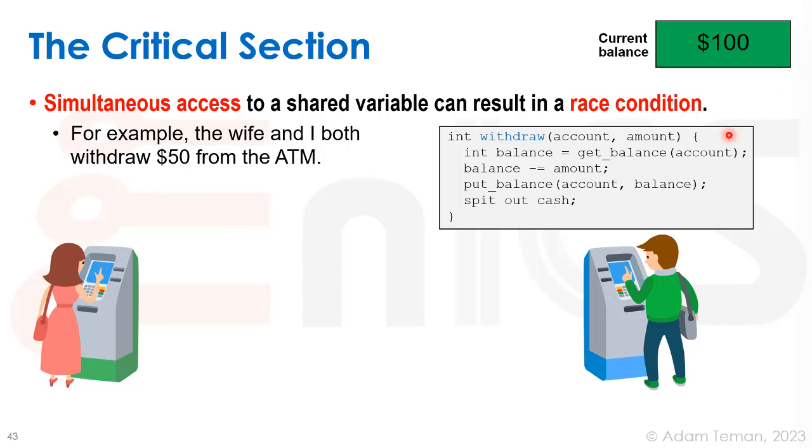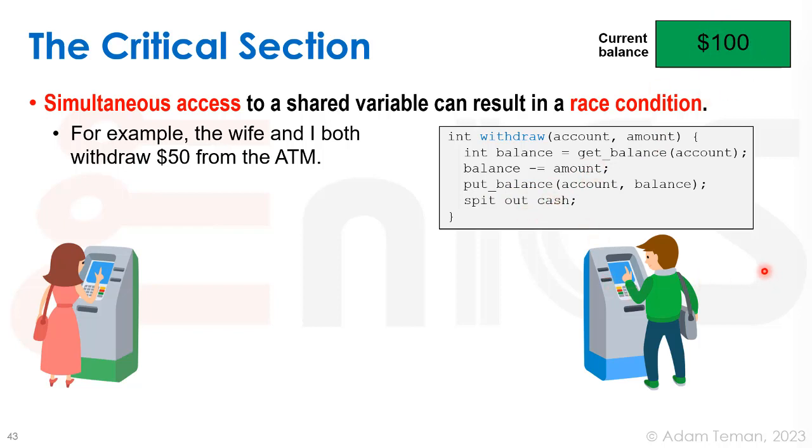We have $100 inside our account, and each of us decides to withdraw $50. The procedure that the ATM works on can look something like this. We have a withdraw operation that gets a pointer to our account and the amount of money we want to withdraw. First, we read the amount we have inside our account and store it in a local variable called balance. Then we decrement the amount from the balance. We write back the new balance and then spit out the cash from the ATM.